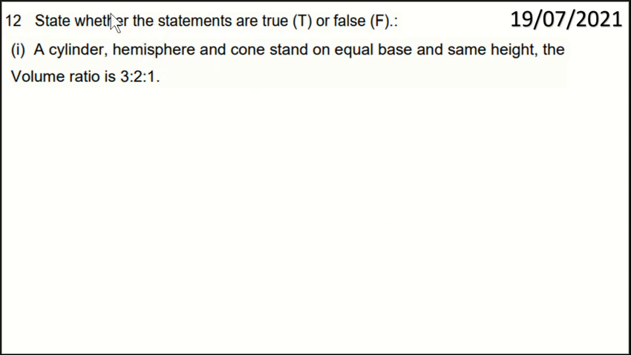Question number 12, true or false type. A cylinder, hemisphere, and cone stand on equal base and same height. The volume ratio of them will be 3:2:1. This is the question. Now, coming down to the volume of a cylinder.